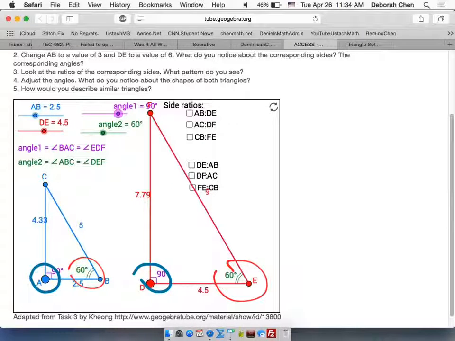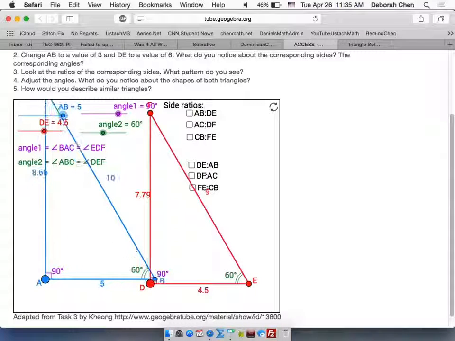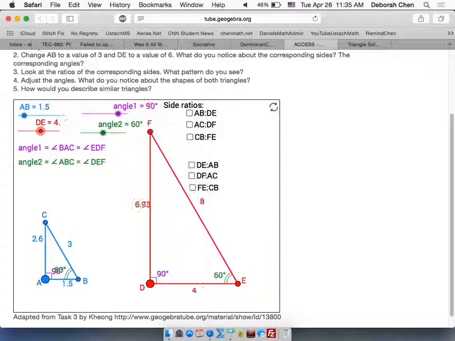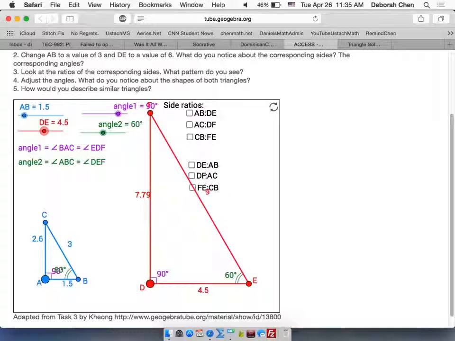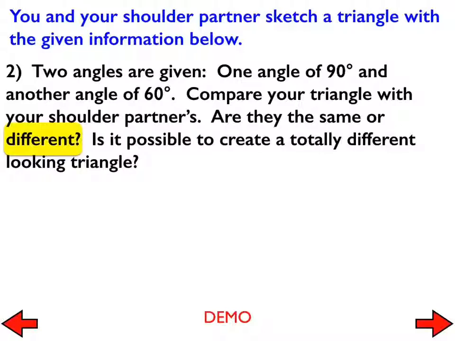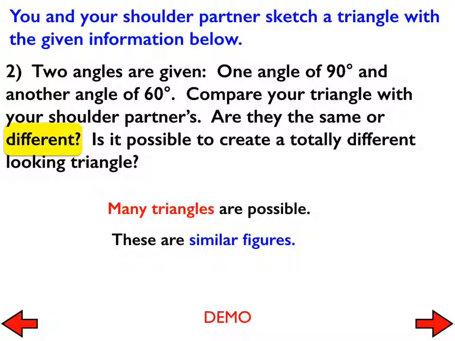And I can make this whatever size I wanted. I can make this one bigger, I can make this one smaller. So there's a lot of different triangles you could have drawn, right? So that's proof that this is many triangles possible. So go ahead and write this on your notes. Many triangles are possible because this is what's called similar figures. If they're exactly the same shape but different sizes, it's a similar figure.